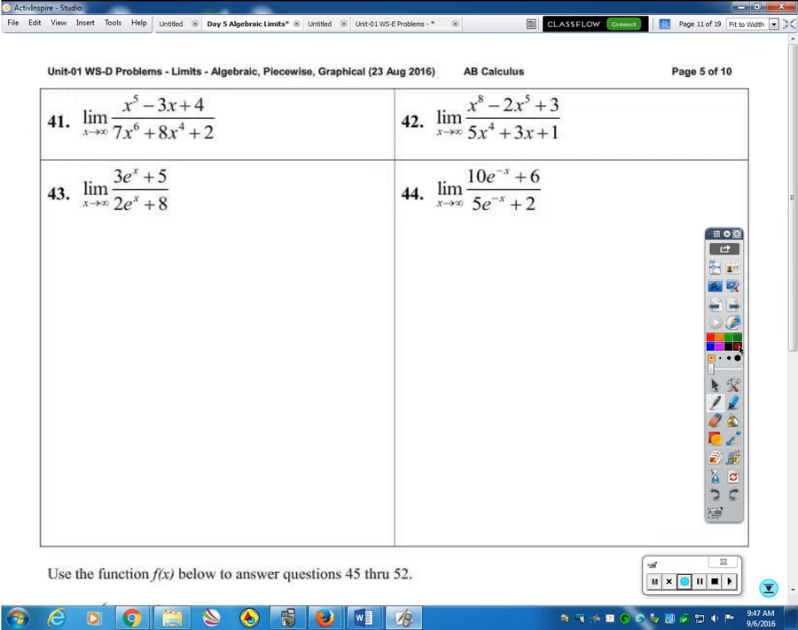I look here and I go, wait a minute. I expected to see e to the x because that's what I've been seeing in all the other problems. So I have a dilemma. What happens when x approaches infinity if this is e to the negative x? I'm not really sure. So I kind of pause for a second.